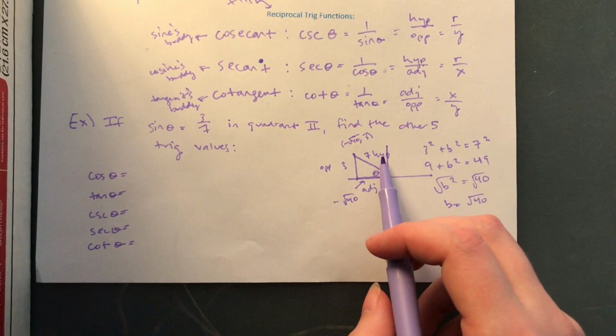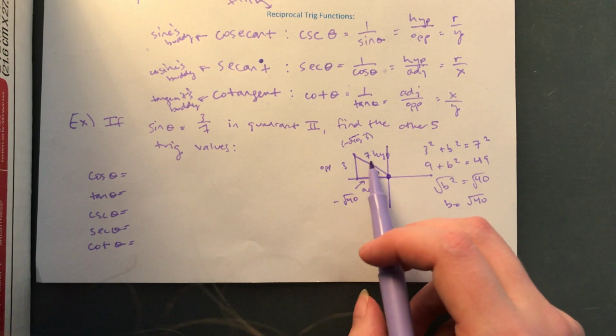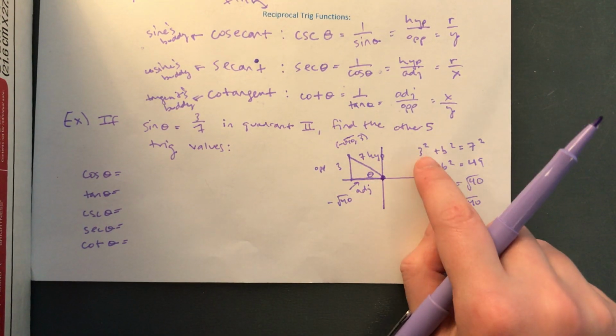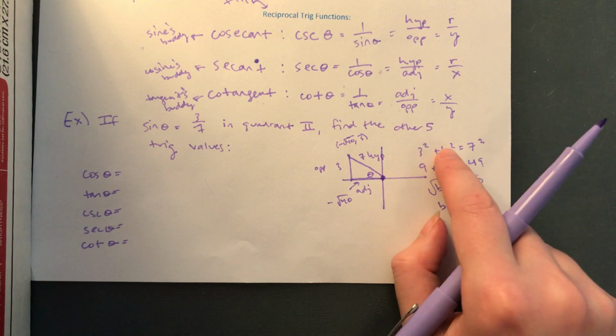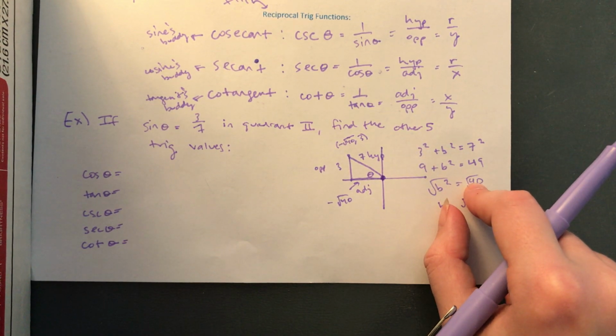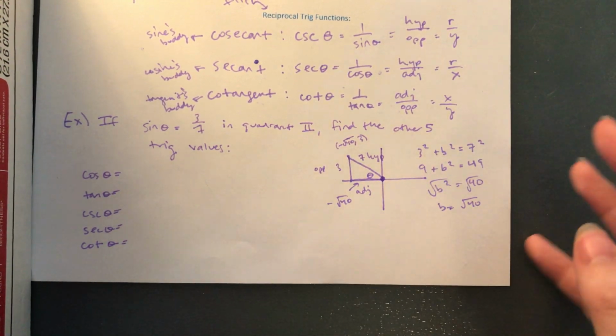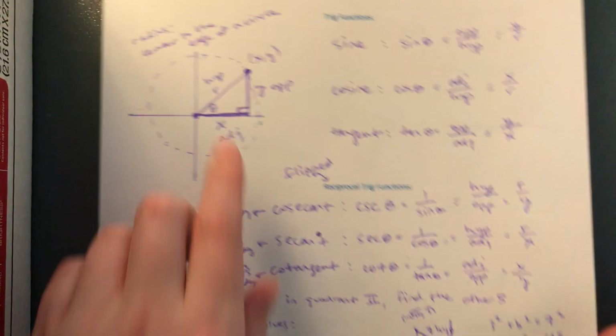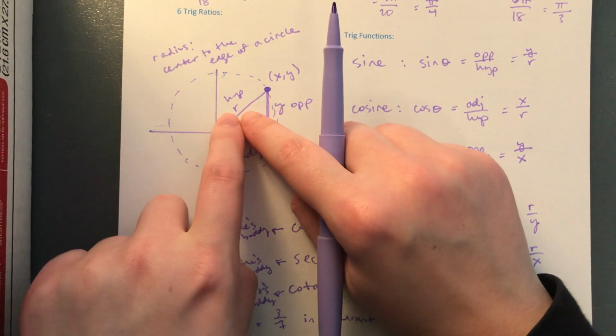Something also to keep in mind, hypotenuse values are always positive, because when you solve for a hypotenuse, a squared plus b squared, when you square things, they always become positive. So your c value over here is always positive. Also, remember, we're measuring, so hopefully this helps. Remember that the hypotenuse value is your radius.